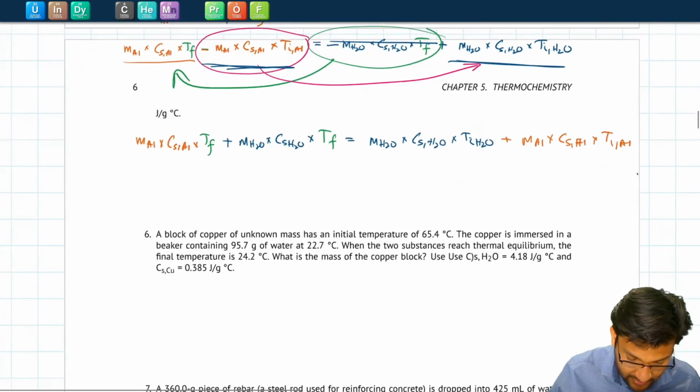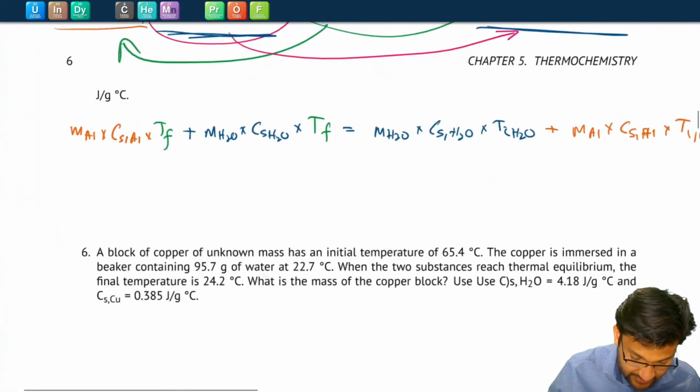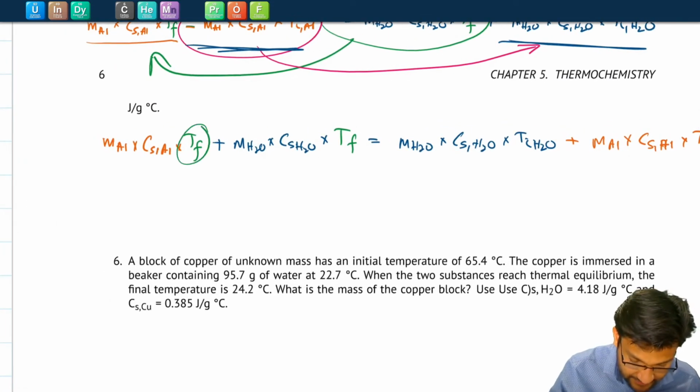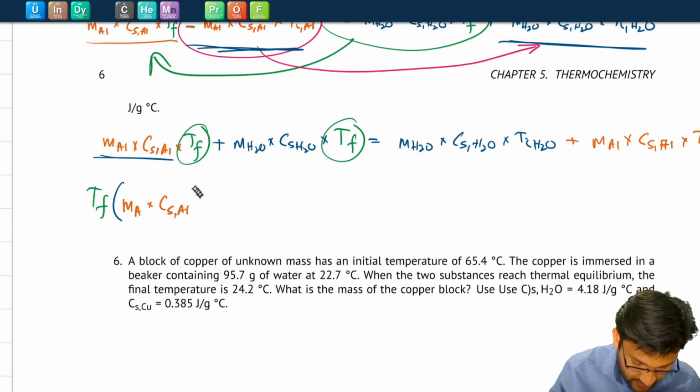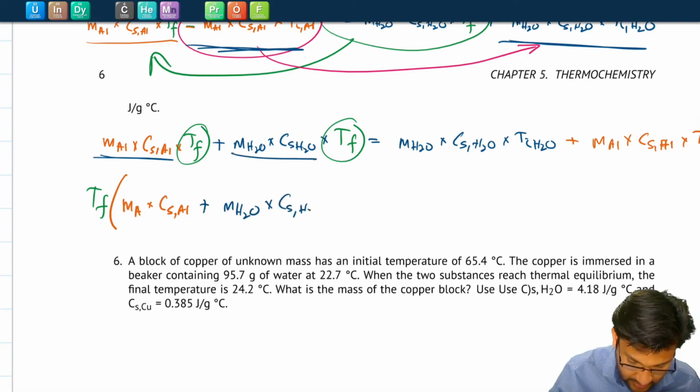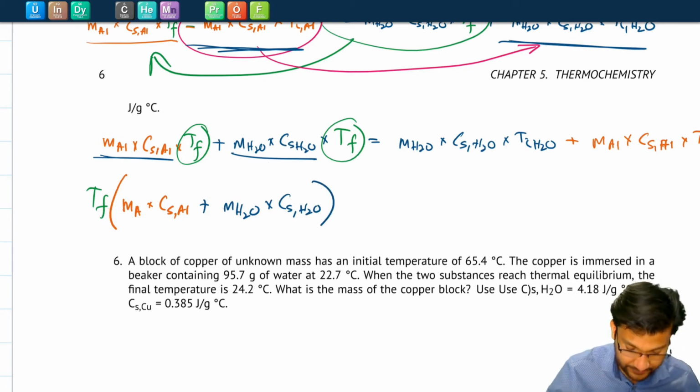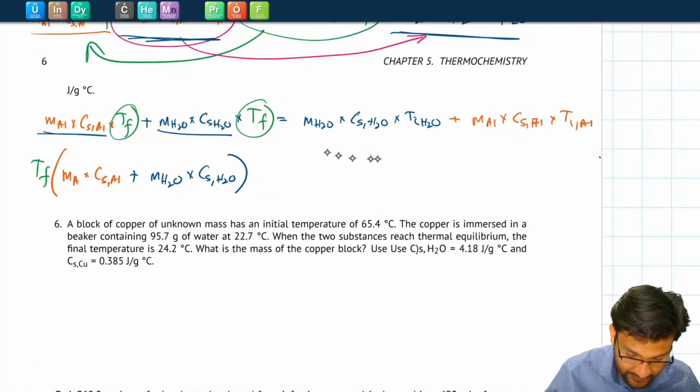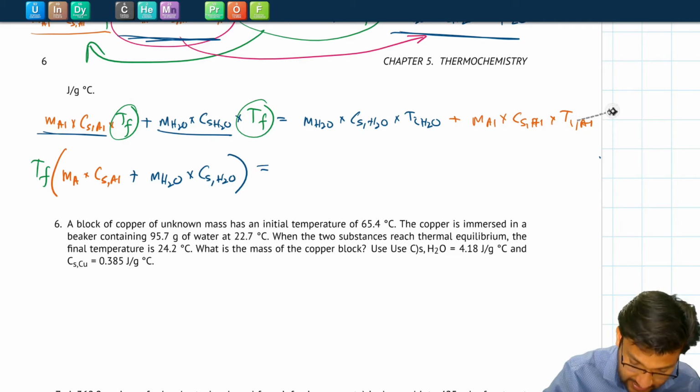I know this seems like a lot of work, but we can simplify this even further. So here we have TF and here we have TF, so we can simplify this into TF multiplied by mass of aluminum times specific heat capacity of aluminum plus, I shouldn't have closed the brackets, plus mass of water times specific heat capacity of water, close brackets. So I just simplify that. And then on the right-hand side, we have this repeated, so I'm not going to write it again. Let's see if I can just drag this down.